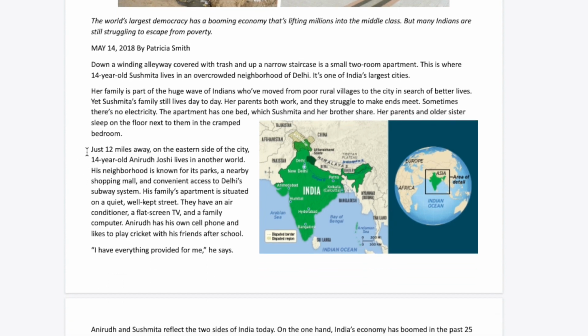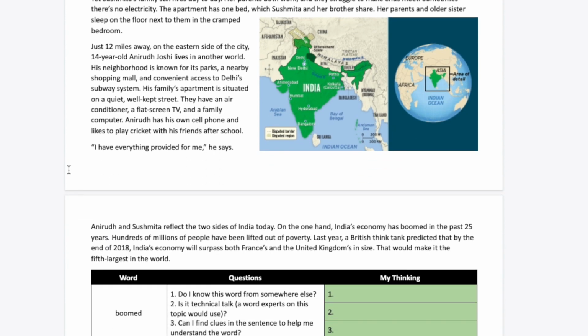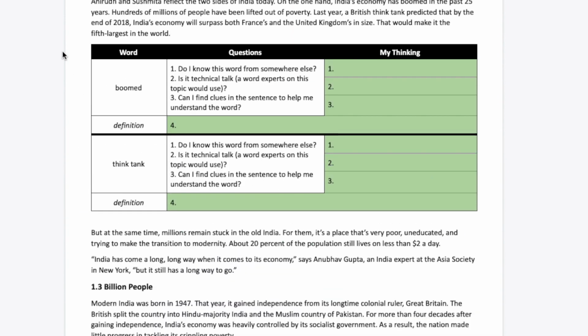Just 12 miles away, on the eastern side of the city, 14-year-old Anirudh Joshi lives in another world. His neighborhood is known for its parks, a nearby shopping mall, and convenient access to Delhi's subway system. His family's apartment is situated on a quiet, well-kept street. They have an air conditioner, a flat-screen TV, and a family computer. Anirudh has his own cell phone and likes to play cricket with his friends after school. I have everything provided for me, he says.